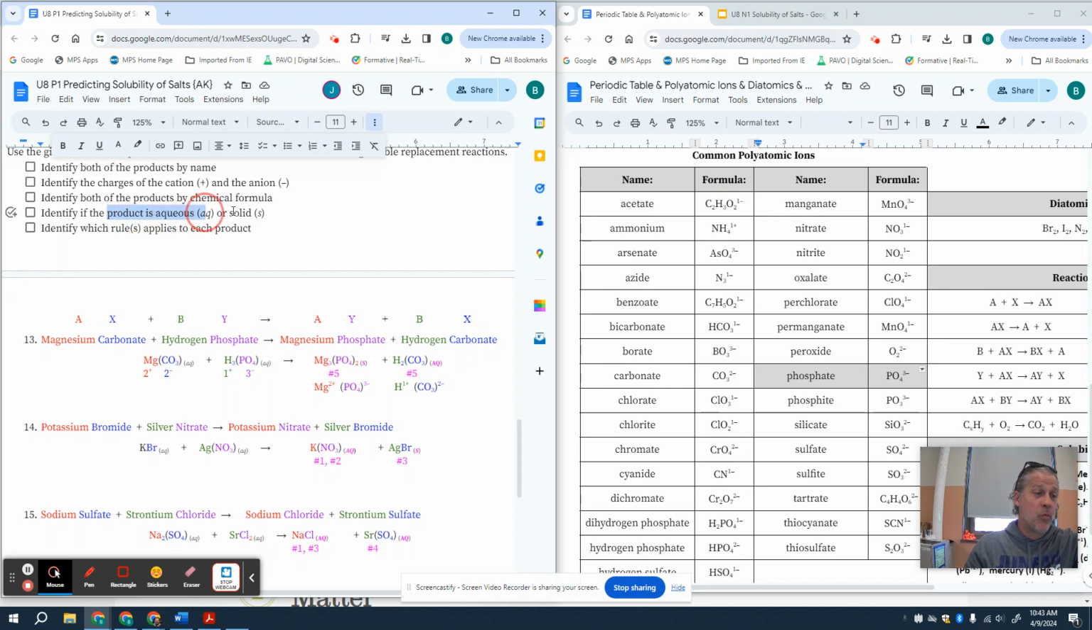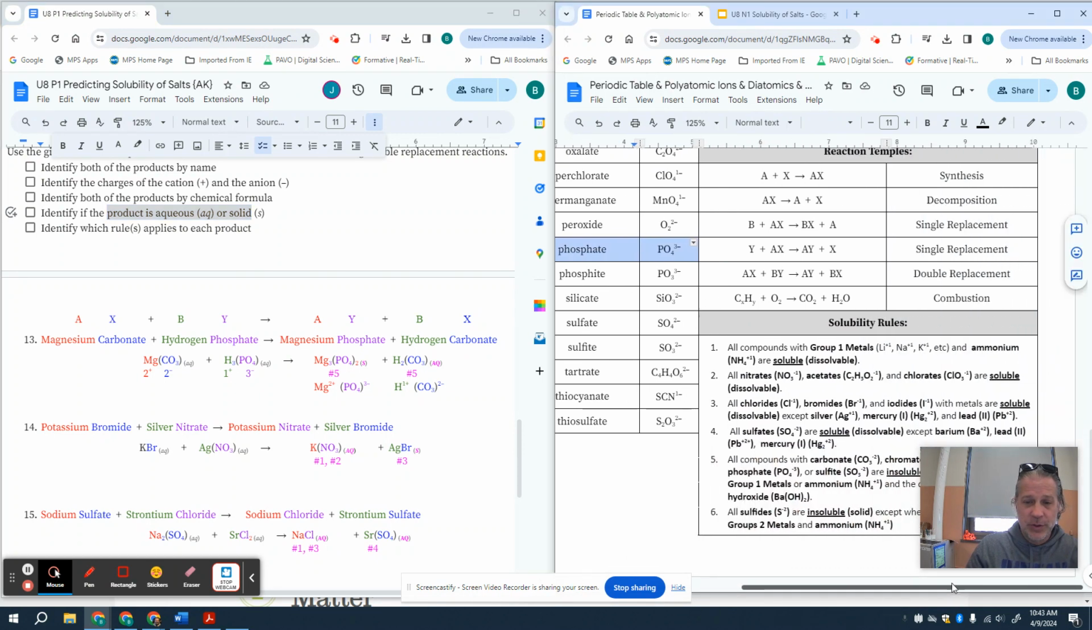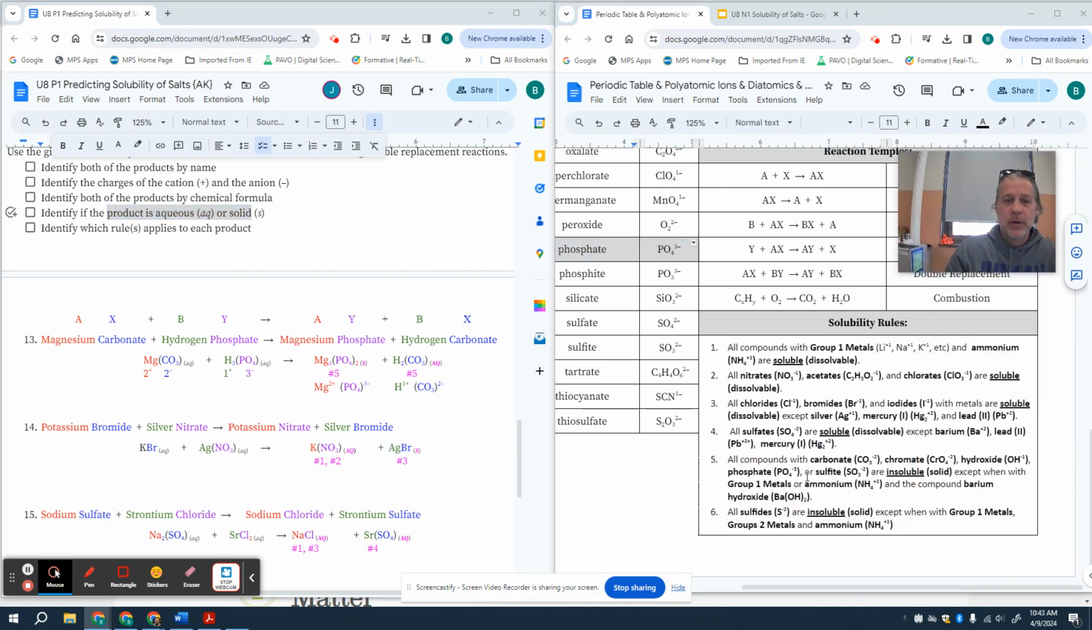The last thing that we had to do was identify which product was aqueous and which product was solid. So we're going to consult our solubility rules, which are these right here. I'm going to look at this compound only, and I'm going to start with rule number 1. All compounds with group 1 metals like lithium, sodium, potassium, or Li, Na, and K are soluble. Neither of those are present, so I'm going to go to rule number 2.